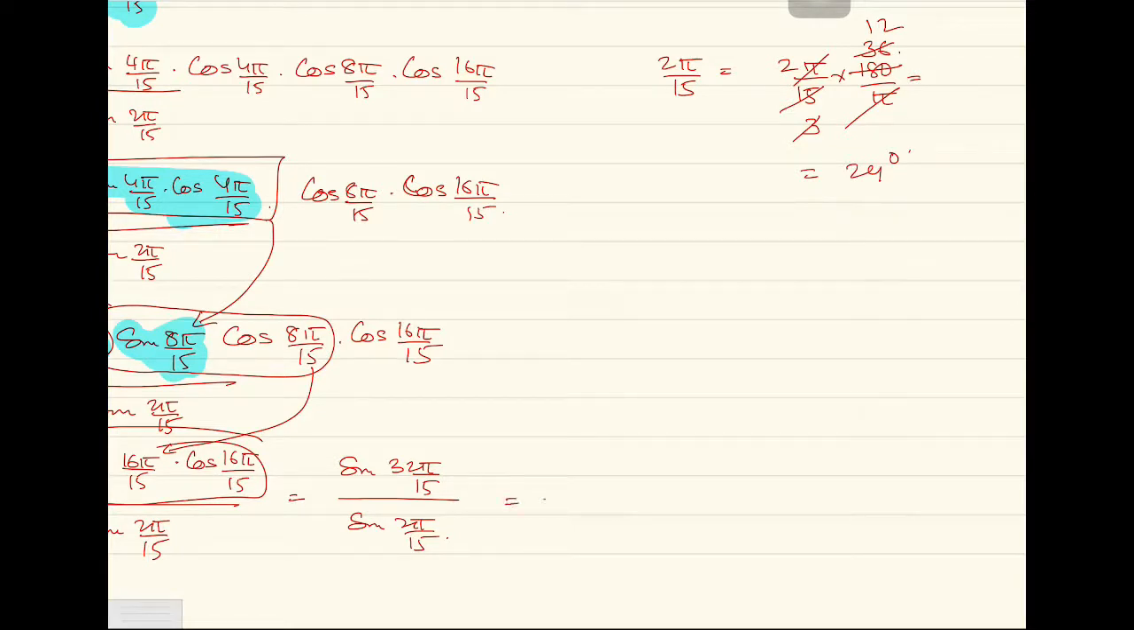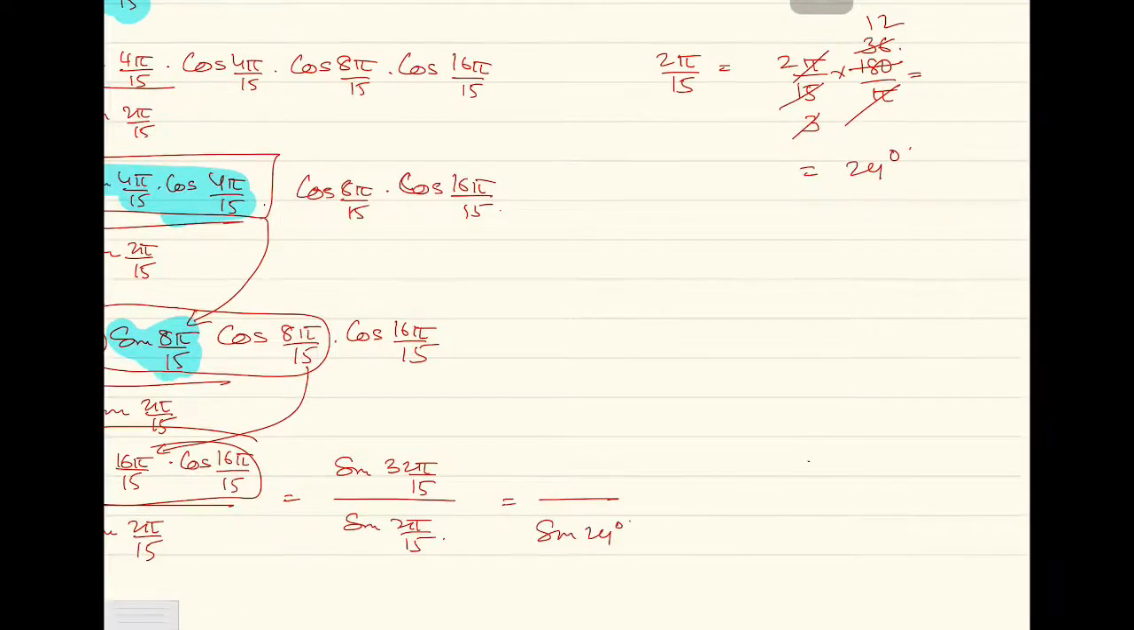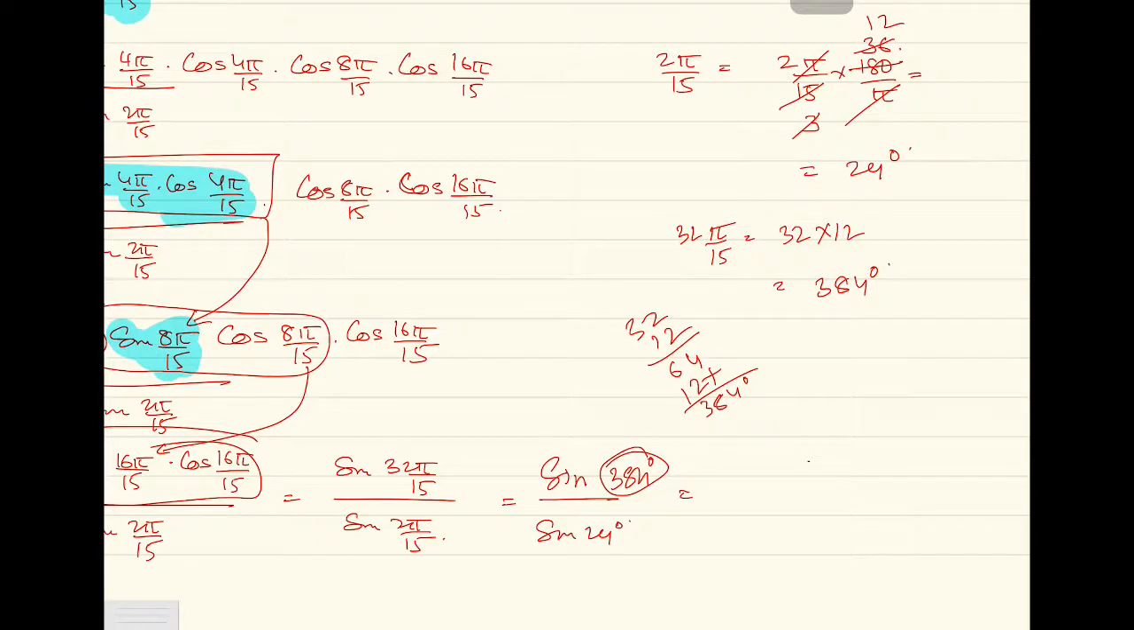So denominator is sine 24 degrees and numerator 32 pi by 15. That gives me 32 into 12. Pi by 15 means 12, and it's 384 degrees. If you multiply 32 into 12, you will get 384 degrees, correct? Now that gives me sine 384 degrees in the numerator. So now let's simplify this. It's too big an angle. Can I write it as sine of 4 into 90 plus 24 degrees, everyone? Yes. 384 can be written as 4 into 90 plus 24 degrees.